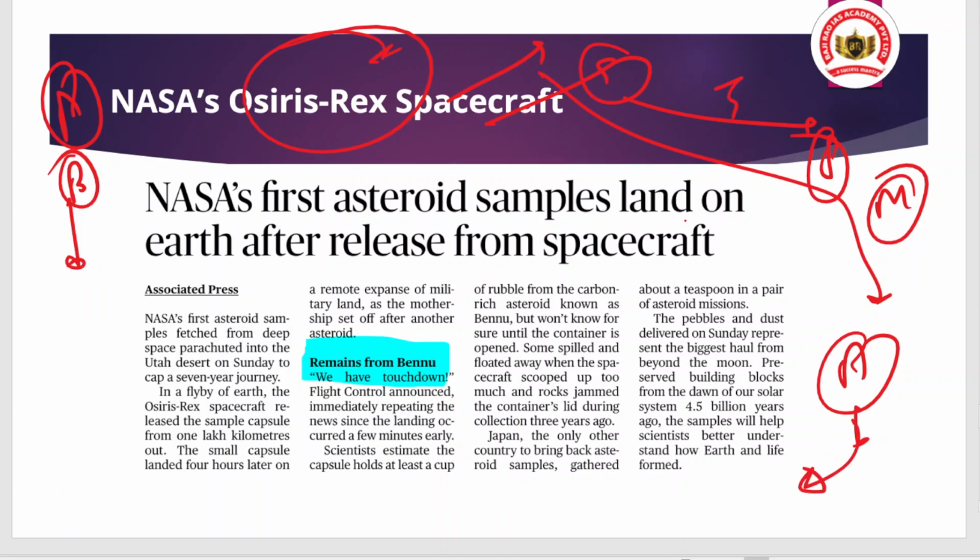So already they had collected the sample, and now the first asteroid samples have landed on the earth. So that is the point, that is the issue. You have to understand that Bennu is the asteroid here, and the spacecraft mission was named Osiris-Rex, and this mission is of NASA.